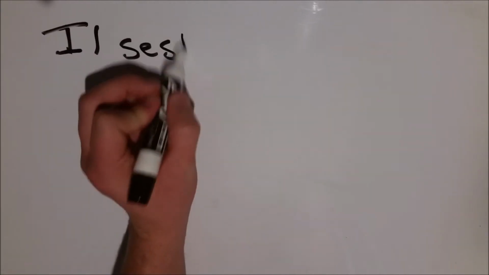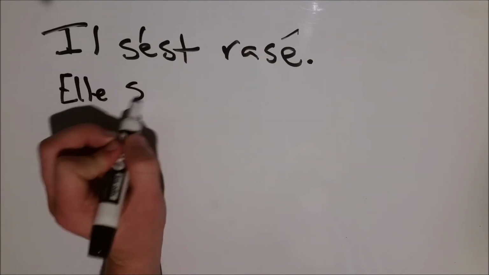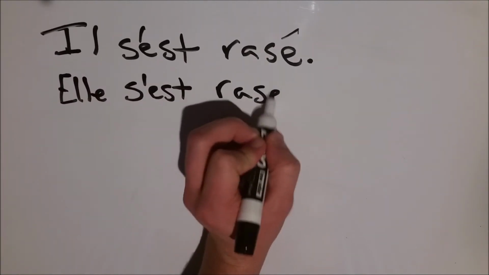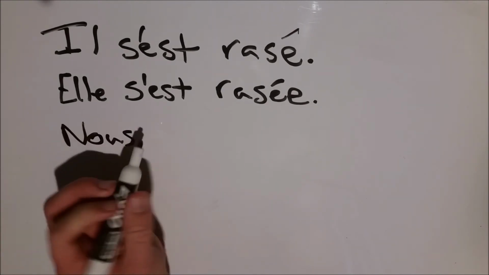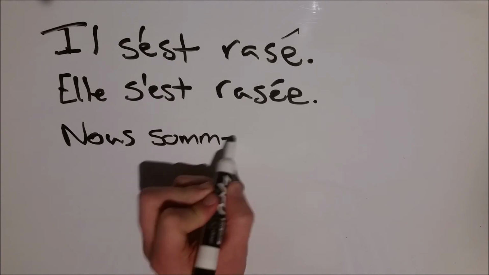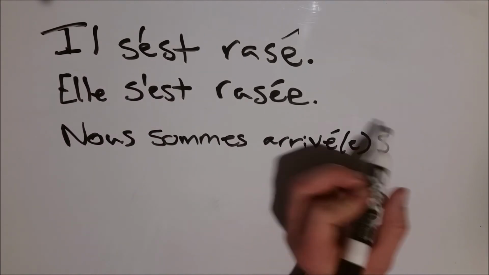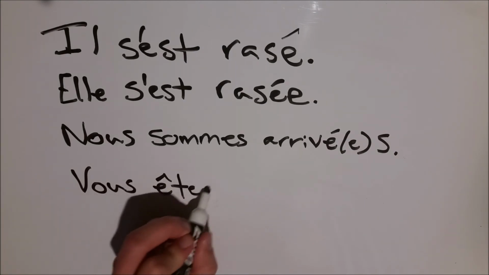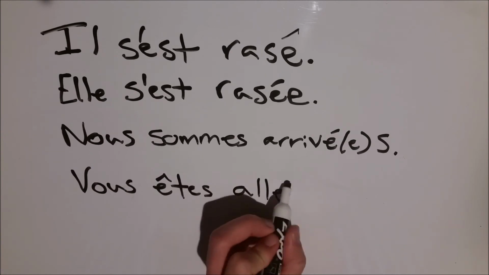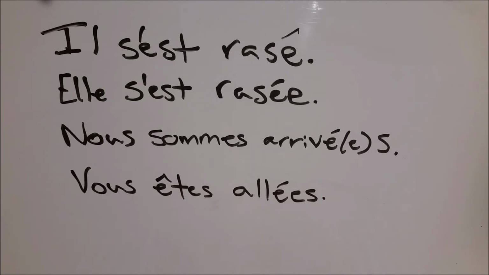Here's an example of a reflexive verb. Il s'est rasé. Rasé agrees with il, so we don't add anything. Elle s'est rasée. Rasé agrees with elle, so we want to add an e. If we look at nous sommes arrivés, we want to add an s, but if it's a group of ladies, we want to add an e as well. Let's take the sentence vous êtes allés, for example. We have allé for a male, a female, and a group of ladies. And that's it for être.